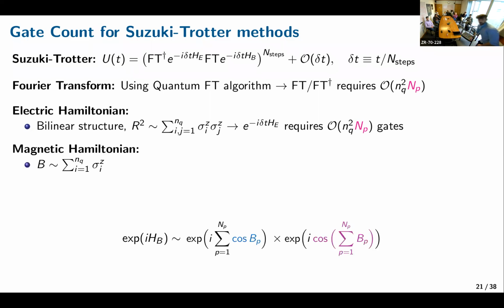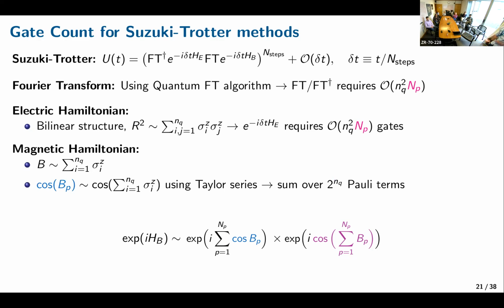So now we can talk about the magnetic Hamiltonian. The magnetic Hamiltonian has two distinct pieces. We have these cosines of a single magnetic field operator, and then the cosine of all of the magnetic field operators summed together. So we're going to focus on this blue piece first.